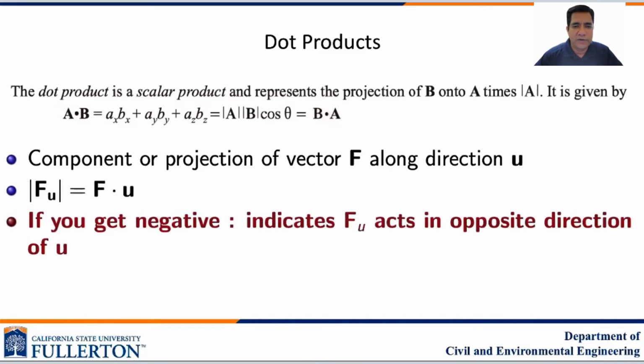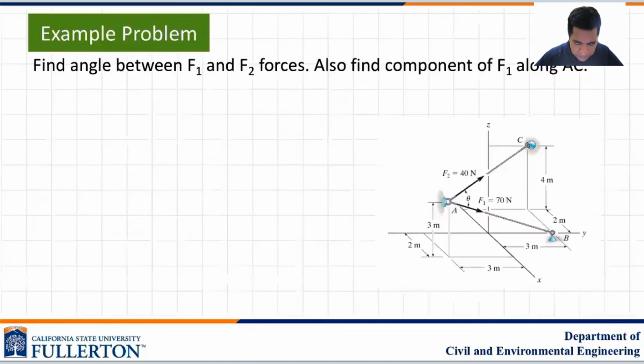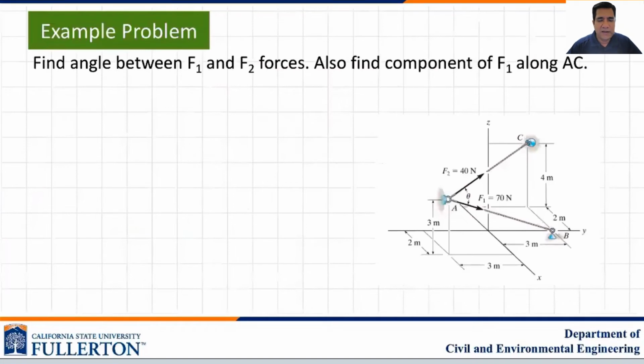One thing to note, if you get a negative, what it really means is that the component might be in the opposite direction from the one you chose. Typically you should get a positive if you have chosen the right direction. But if you get a negative number, it indicates your component is actually acting in the opposite direction of U. Let's try to apply that to the problem here.